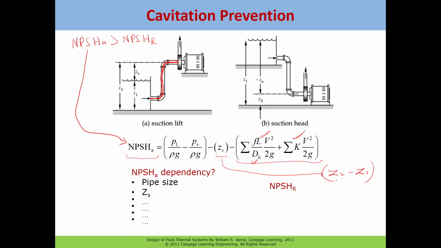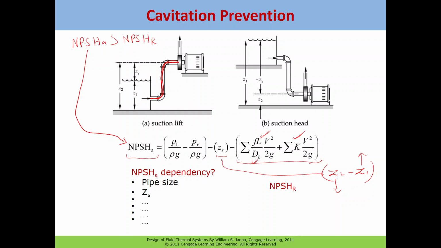So what does this mean? That Z2 should be reduced and Z1 should be increased. Z2 should be reduced means that you have to bring the pump down, and Z1 should be increased means you have to increase the level of the tank or increase the level of the water.